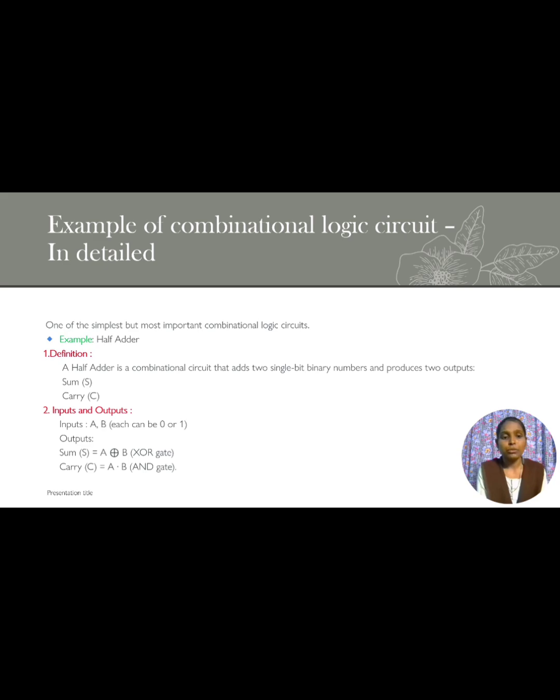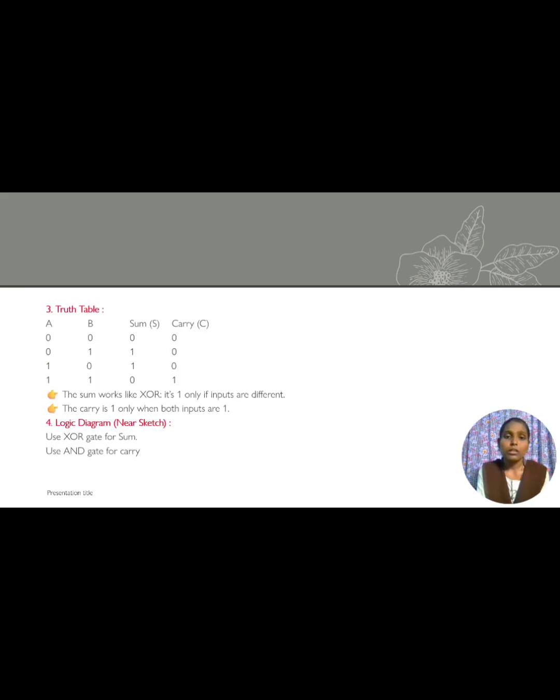Step 2, inputs and outputs. Inputs are A and B, and each can be 0 or 1. Outputs: sum equals A XOR B, which uses an XOR gate. Carry equals A AND B, which uses an AND gate. Now step 3, truth table. The truth table is indicated with the columns A, B, sum, carry.